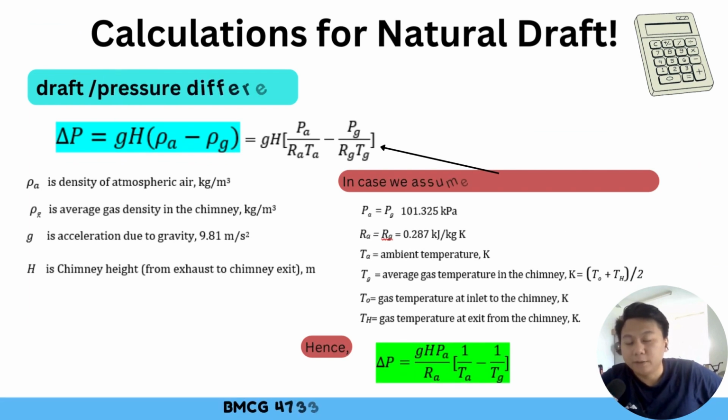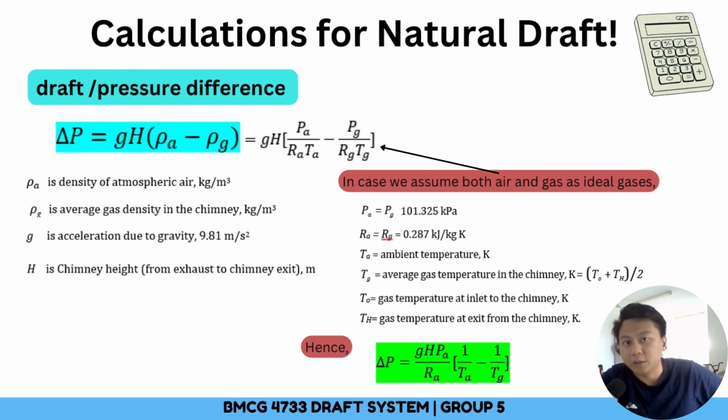So next, I will briefly give the equations related to natural draft. First here we have the draft or pressure difference, and here are the related variables for the equation. In the case that we assume both air and gas are ideal gases, we can assume that the pressure of air is equal to the pressure of gas. The universal gas constant of air is equal to that of the gas, and then we also need to find the temperatures, and more than that, we need the gas temperature at the inlet of the chimney and the exit of the chimney.